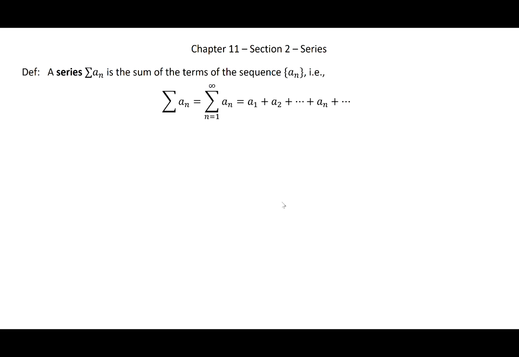What's a series? Definition: a series, sigma a sub n, is the sum of the terms of the sequence a sub n. That is, sigma a sub n automatically means the index n is going from 1 to infinity. When you don't write the index at all, it's understood to be n equals 1 to infinity. But it doesn't have to be. For instance, you could have n equals 5 to infinity. That's perfectly possible, okay? But usually it would be 1 to infinity, sometimes even 0 to infinity.